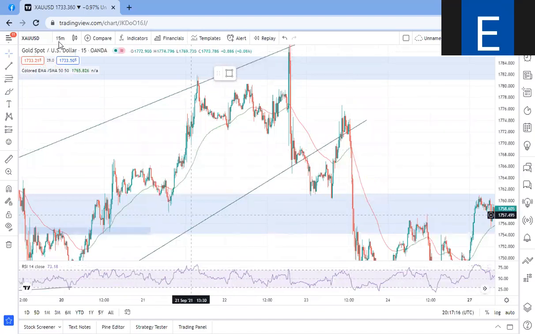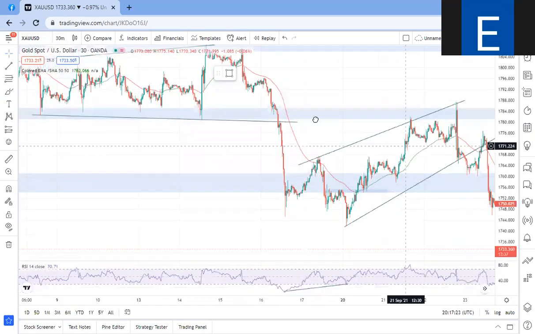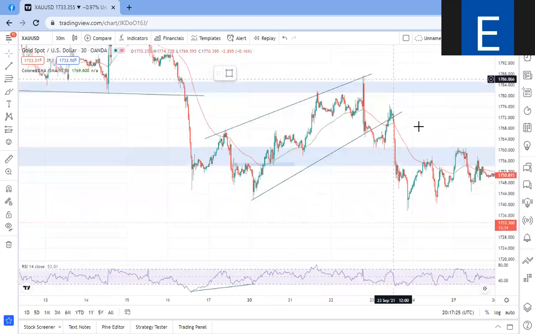And this was my second trade. I got stopped out on that one. Let me show you how I found the trade as well.